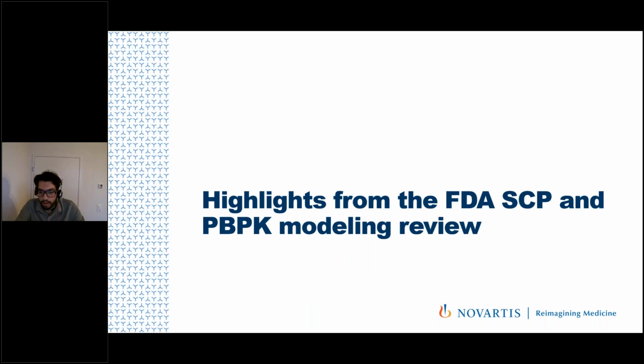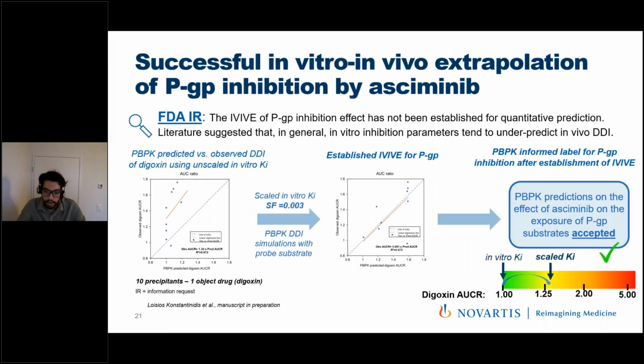So we can move now on to some of the highlights from the FDA summary of clinical pharmacology and PBPK regulatory review. This comes to a question we had from FDA with regards to in vitro in vivo extrapolation of PGP inhibition by asciminib. The information request by FDA asked us to establish an in vitro in vivo extrapolation for the PGP inhibition properties, since it has been observed in the literature that when the in vitro KI is used directly in the model, there is a systematic underprediction of the clinical DDI effect.